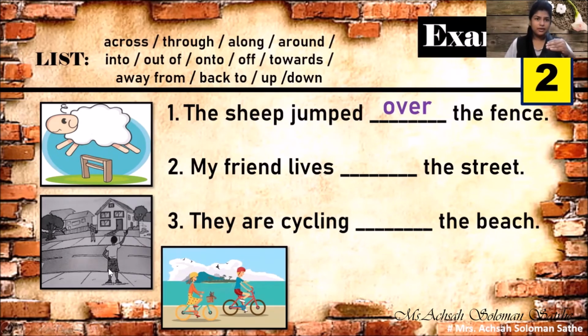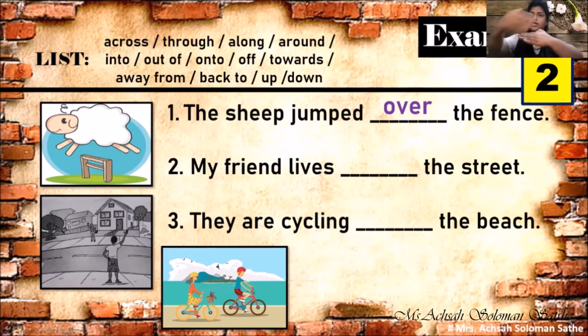The next one, my friend lives dash the street. Now, can you see, you are here. This is you. All right. There is a street here. And opposite to it is your friend. So whenever something like this comes, you have to say that you have to cross something, right? Across it. So that's when you use the word: my friend lives across the street. So the word across is used in this situation.